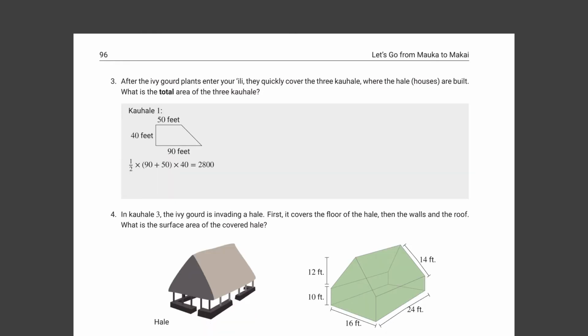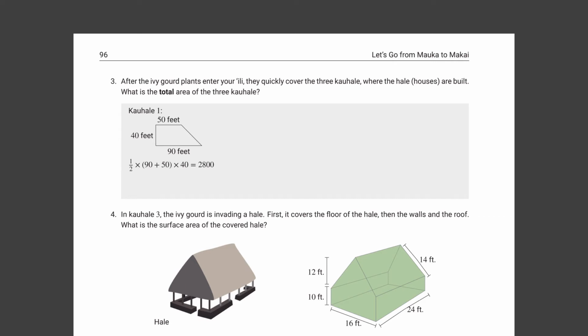Okay, so kauhale 1 is the shape of a trapezoid. For the area of a trapezoid, we need the average length of the 2 parallel sides multiplied by the height or distance between those 2 sides. The average of the parallel sides is 1/2 times the sum of 90 and 50. That comes out to be 70.